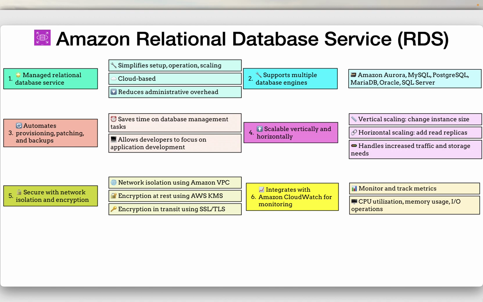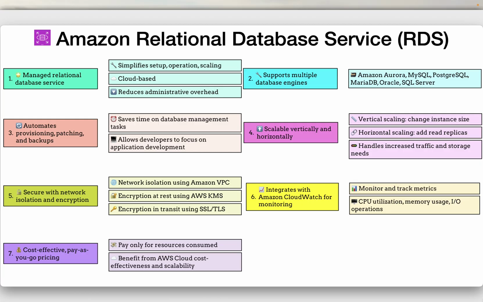RDS seamlessly integrates with Amazon CloudWatch, enabling users to monitor and track various metrics like CPU utilization, memory usage, and I/O operations. Seventh, cost-effective pay-as-you-go pricing. With RDS, users only pay for the resources they consume, benefiting from cost effectiveness and scalability of the AWS cloud.